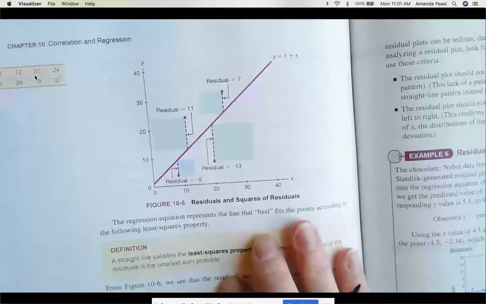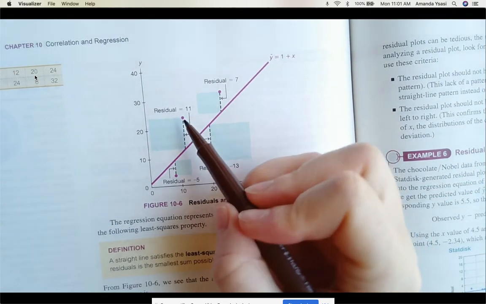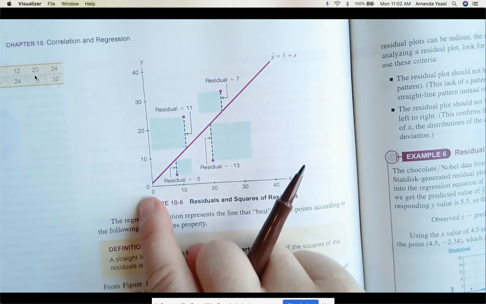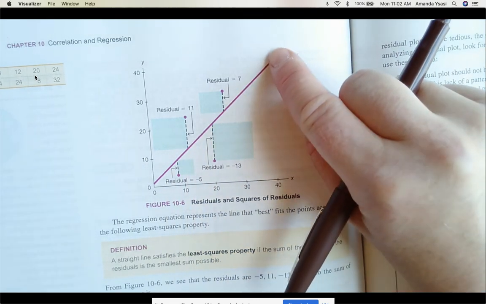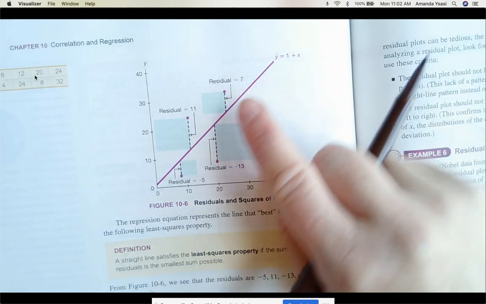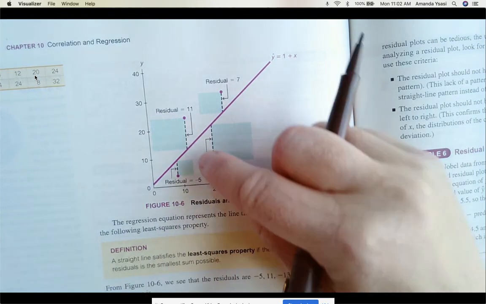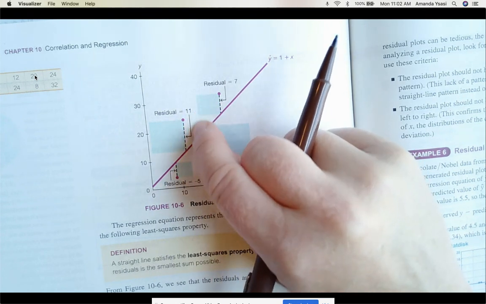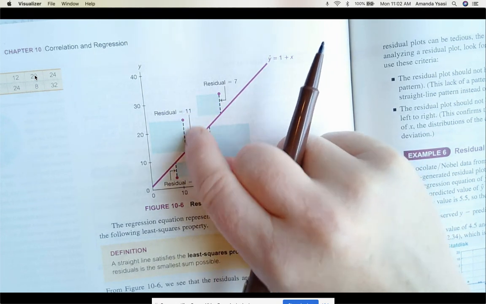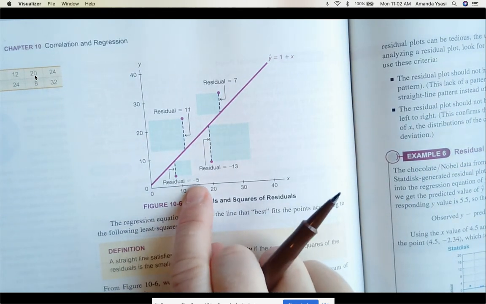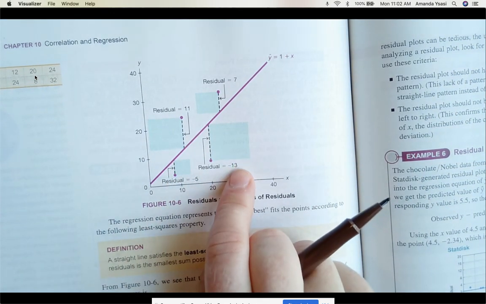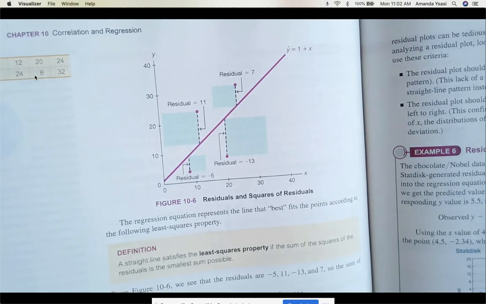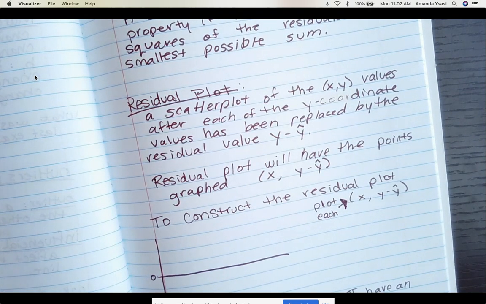So if you look at this graph, this is your observed points, okay? And on this graph, they found the regression equation. And so to find your residual, you would find the difference between what was observed and what is predicted using that line. So there's 11 units, that's how far it's away. This one's -5 units, it's below. This one's -3 units, it's below. This one's +7 units, it's above. So that's how they find their residuals.